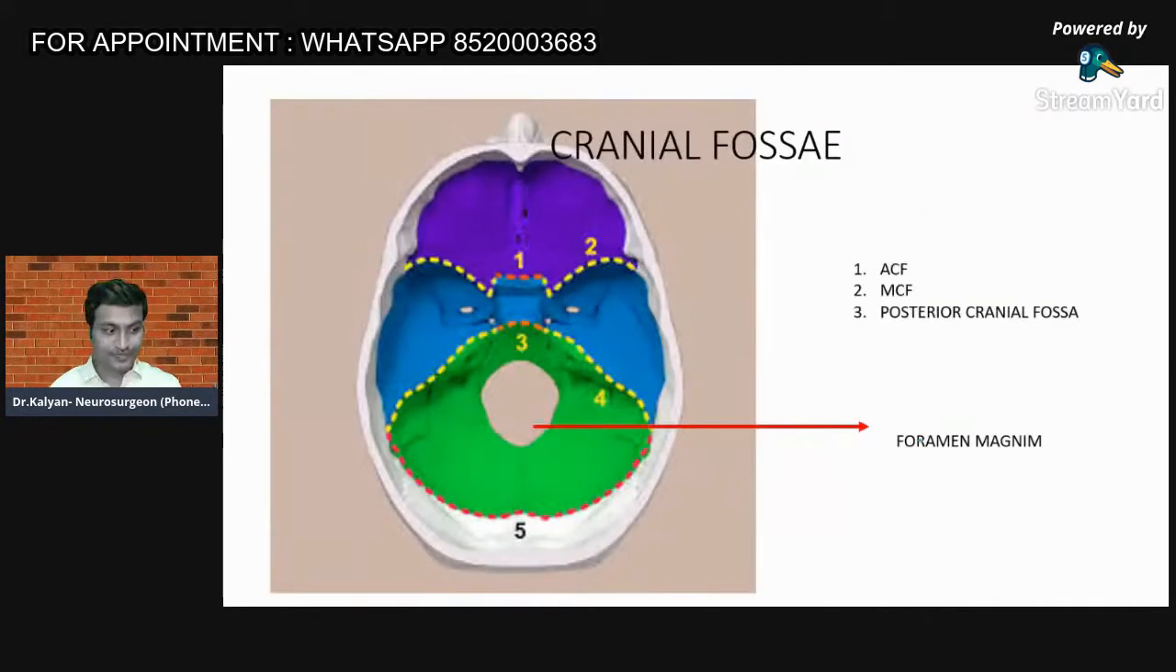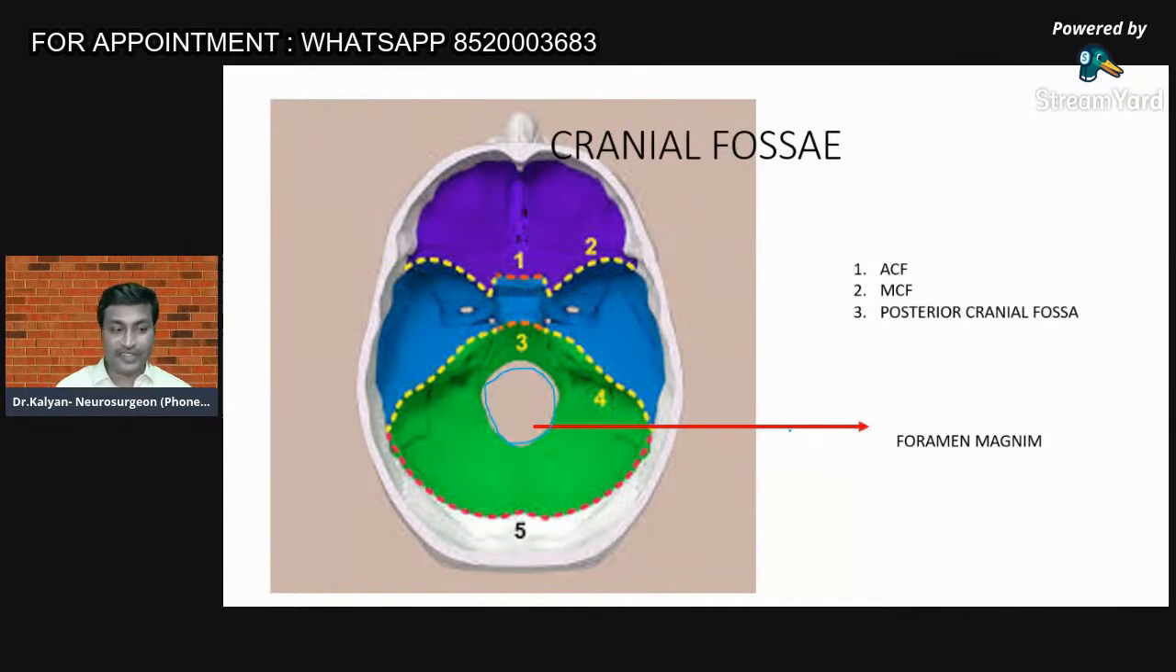Be fast. These are two basics. I don't want to spend a lot of time, but I want you to answer this as a continuity. These are the three cranial fossae: anterior, middle, and posterior cranial fossa. There is a hole in the posterior cranial fossa through which the brain communicates with the spinal cord. What is the name of this hole? This is the foramen magnum.